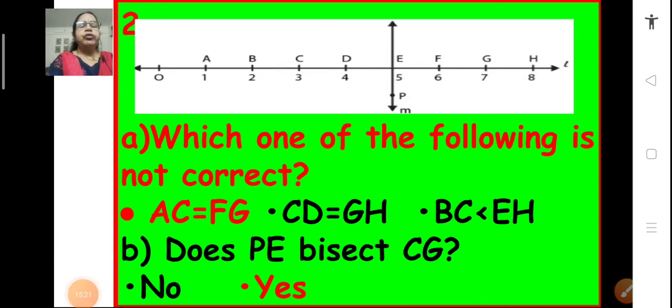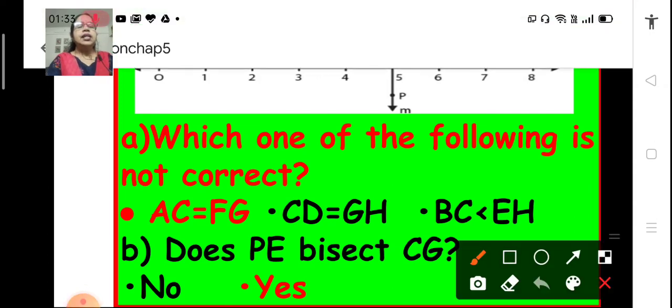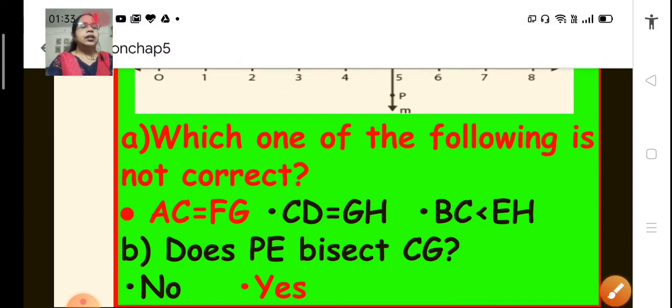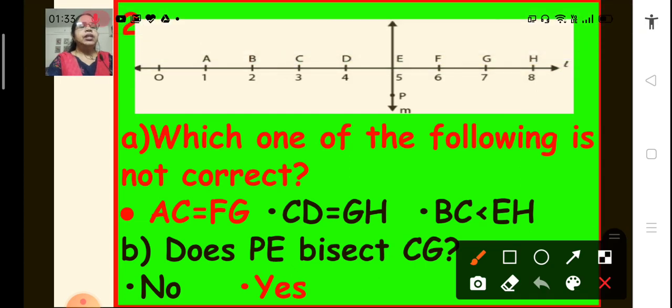Which one of the following is not correct? AC is equal to FG. Is AC equal to FG? Let us find out. AC is of 2 units, FG is of 1 unit. So no, it is wrong. It is a wrong statement. So the right answer is this one, isn't it? Others, CD is equal to GH is correct, and BC is less than EH is also correct.